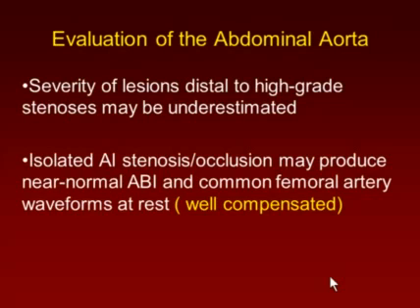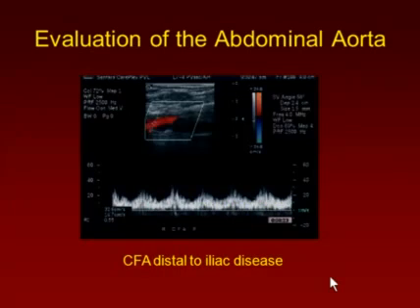Another limitation of this exam is that in the aortoiliac segments, you can have a very severe stenosis in the iliac, or even a short segment occlusion, and if it's really well compensated with collaterals, at rest the ABI may be normal and the common femoral artery near normal. The only way you'd really uncover that is with exercise or reactive hyperemia. So that may be a limitation of looking at this exam.